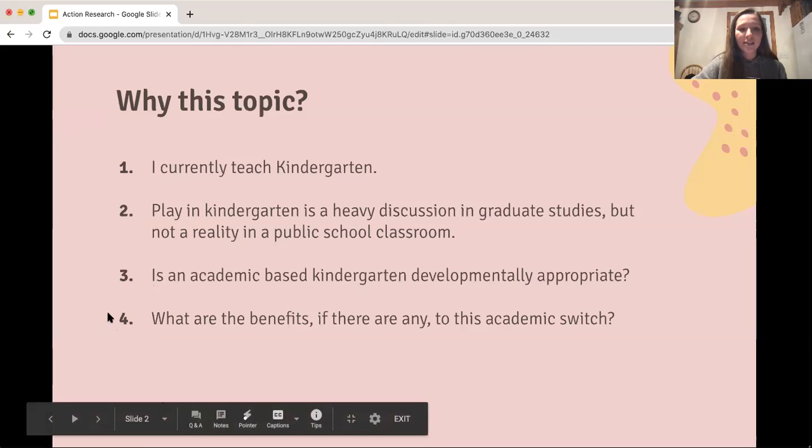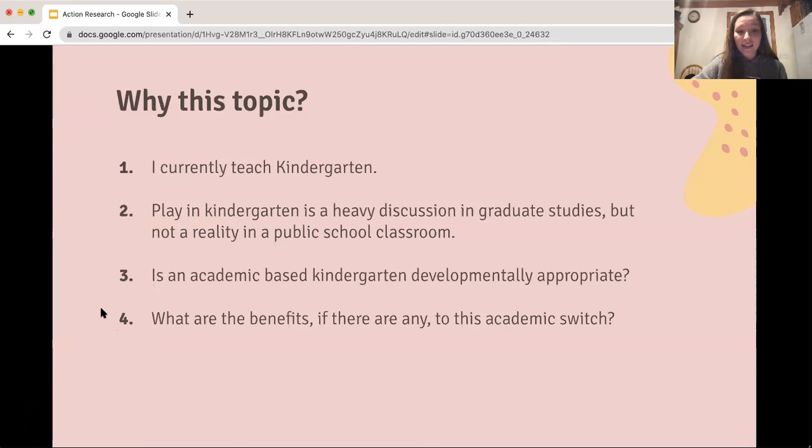These last 2 points are the actual questions that I use to guide my research. Is an academic-based kindergarten developmentally appropriate? And what are the benefits, if there are any, to this academic switch, right? So we know that when Froebel first introduced the idea of kindergarten, it was all play-based. And somewhere along the way, there was a switch to making it more academic-based. So I wanted to know, are there benefits to this? Are we servicing our students by making this switch, or are we disservicing them?